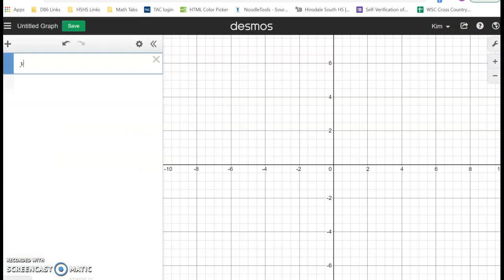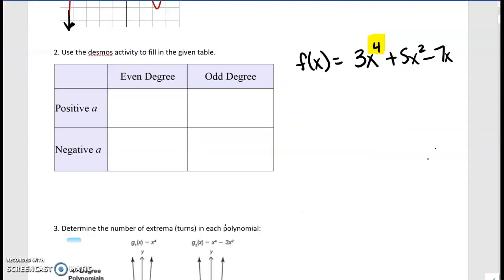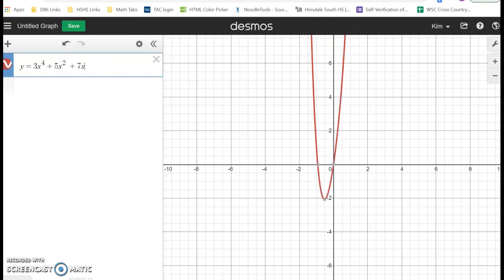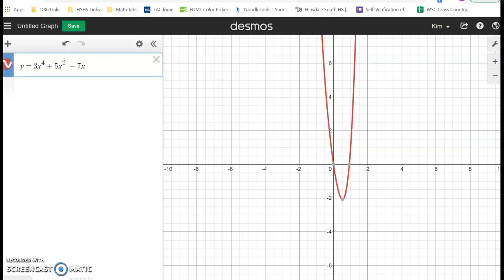So y equals 3x to the 4th. Whoops, I did to the 3rd, plus, what did I do? 5x squared minus 7x. And the goal is for us to say, okay, what do I notice about this polynomial? So this is an even degree. I notice that it looks like it touches the x-axis 2 times, so it's got 2 solutions for that one. And both the ends go up.